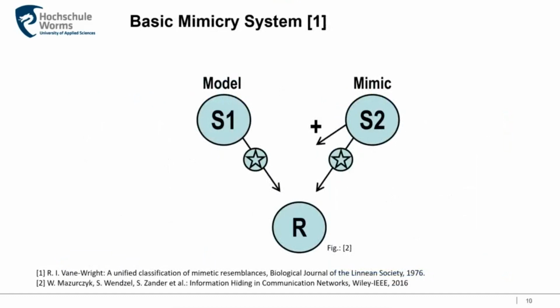But the essential idea is always the basic mimicry system. So we have some recipient that tries to distinguish between the model and the mimic. Like in biology, you have a prey-predator model. And in many cases, some type of animal wants to mimic, let's say, a leaf or some other animal that is dangerous. And the recipient tries to identify what I can eat and what I shouldn't attack.